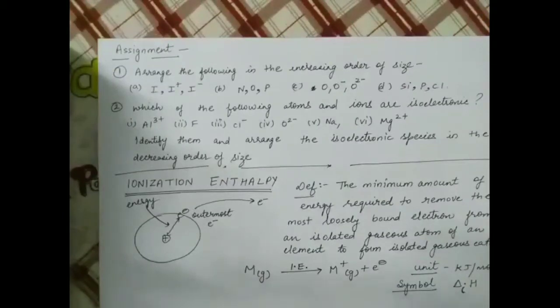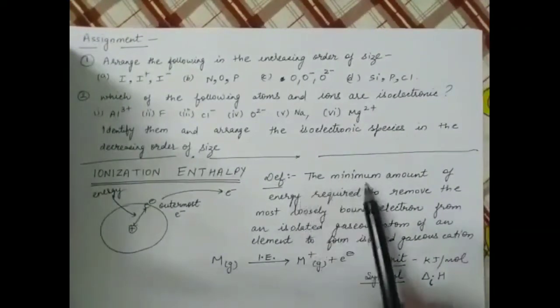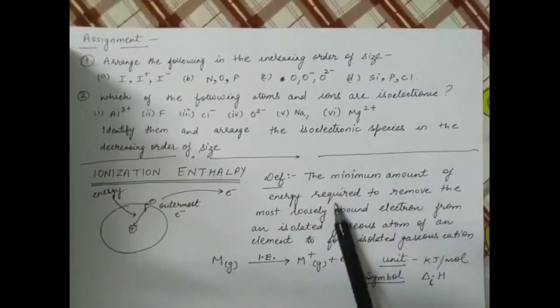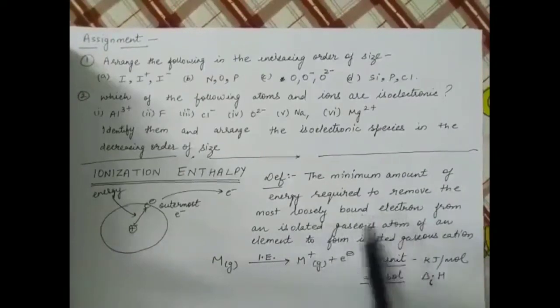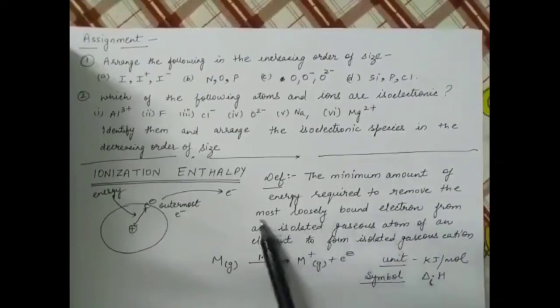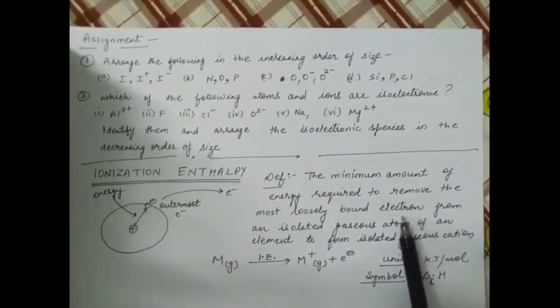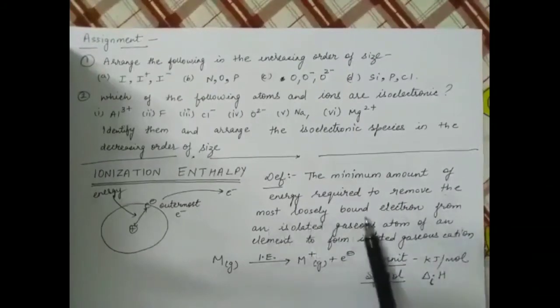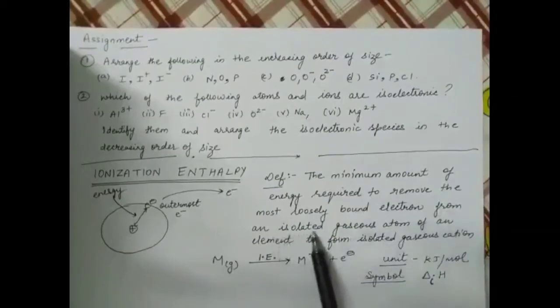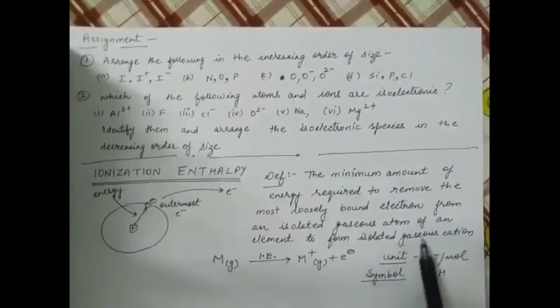Now, how to define it? So the definition comes in the examination. So what is the definition of ionization enthalpy? The definition is the minimum amount of energy required to remove the most loosely bound electron. Most loosely bound electron means outermost electron, because it is not possible to remove inner electrons first. So first outer electrons are lost and then inner electrons. So, remove the most loosely bound electron from an isolated gaseous atom of an element to form an isolated gaseous cation.